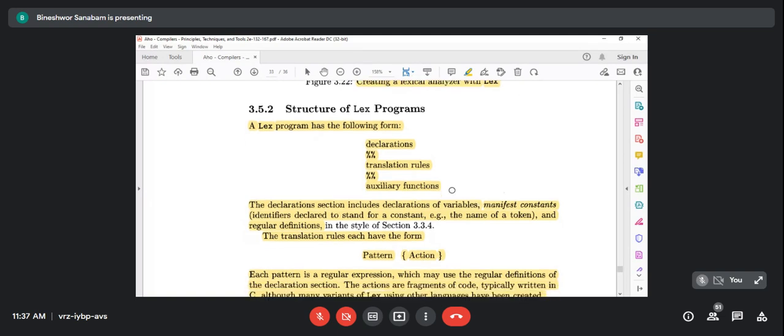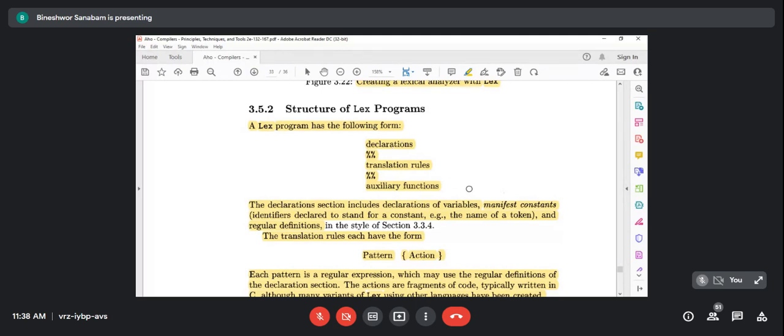So the first section is declaration. What we are going to include in declaration is declaration of variables, manifest constants, identifiers declared to stand for a constant, for example the name of a token, and regular definitions. So declaration is going to contain all this information.